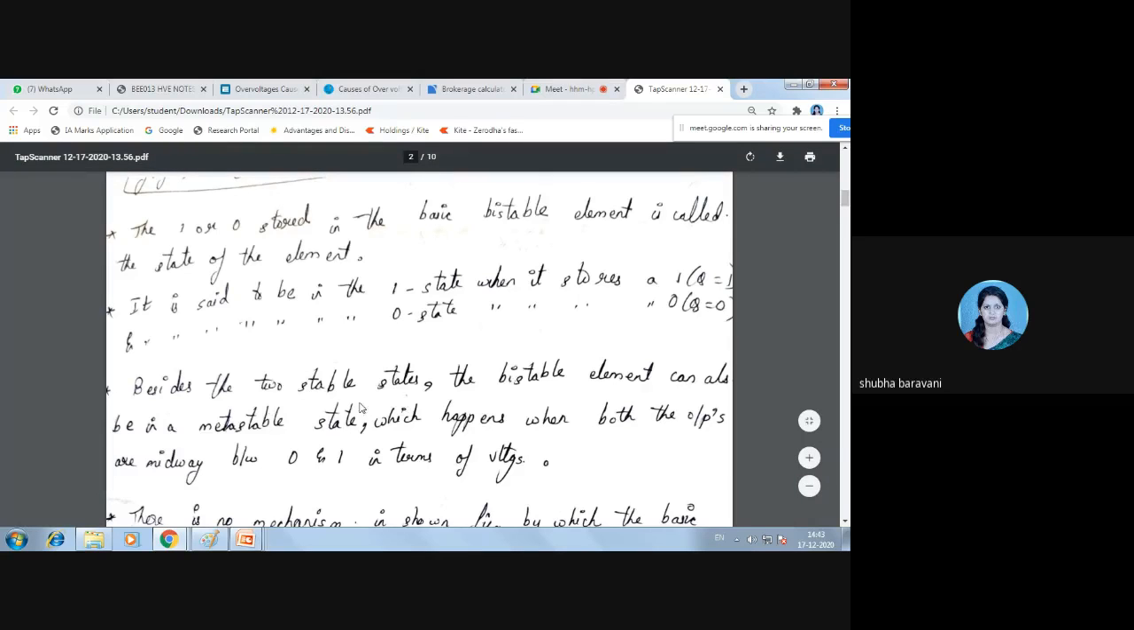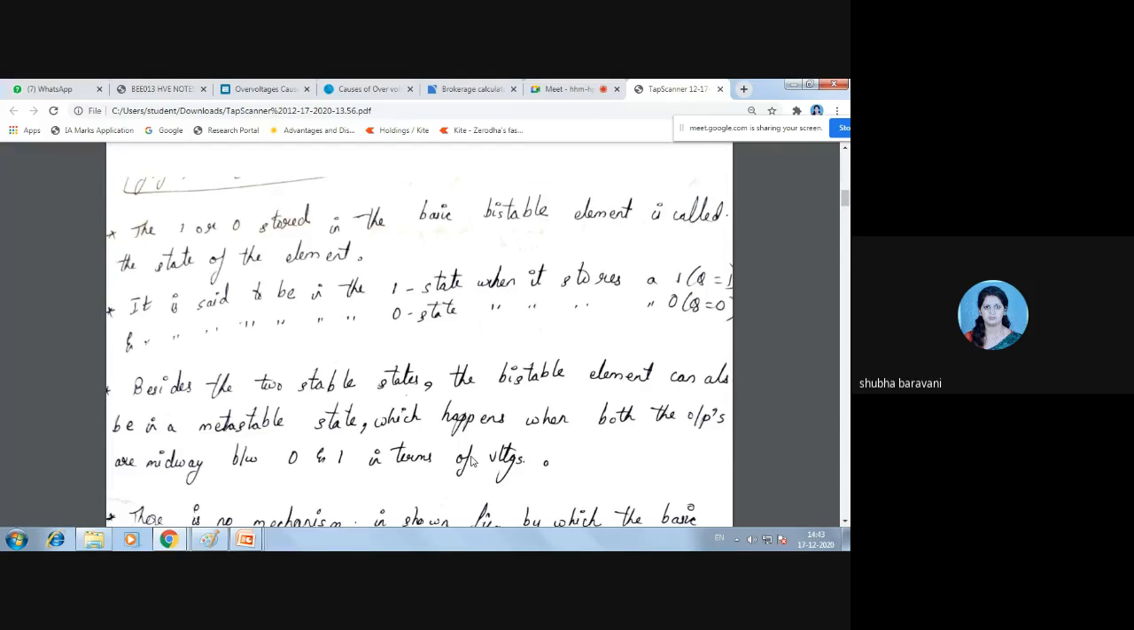Apart from these two stable states, the bistable element can also be in a metastable state, which happens when both the outputs are midway between 0 and 1 in terms of voltage. It means midway. If I talk about a switch, switch will be either on or switch will be off. So the bistable element can read either 0 or 1. If any voltage between 0 and 1 came, the bistable element cannot read it. Is it understood? Are you understanding?